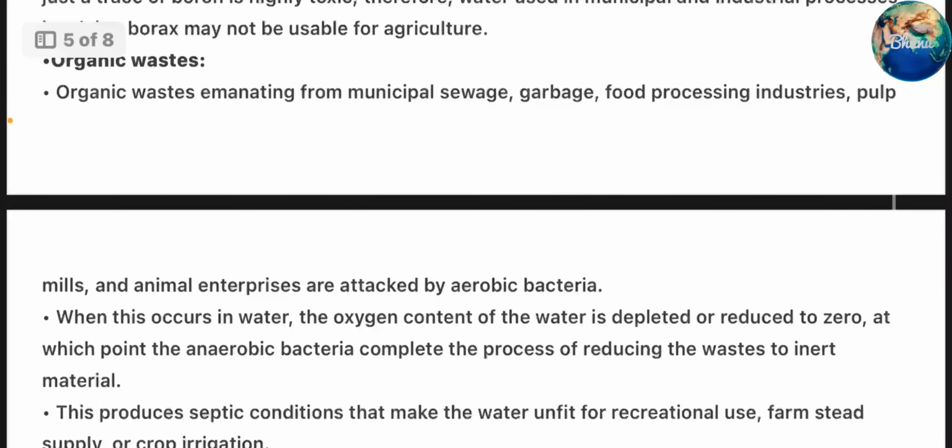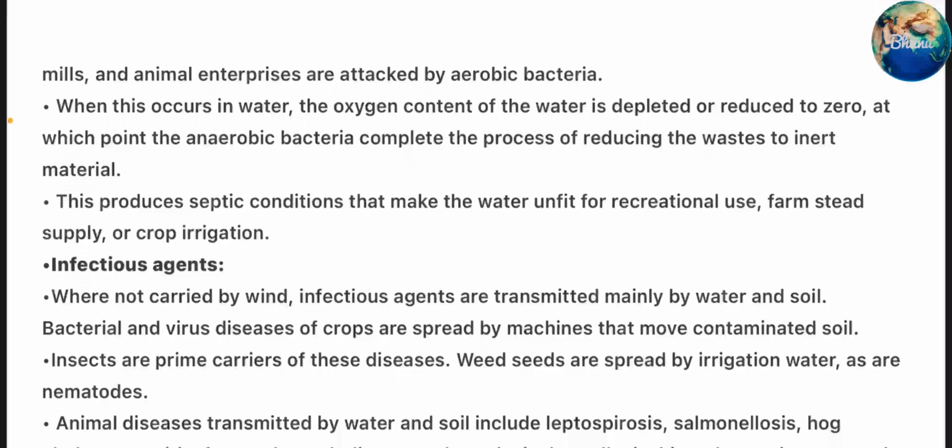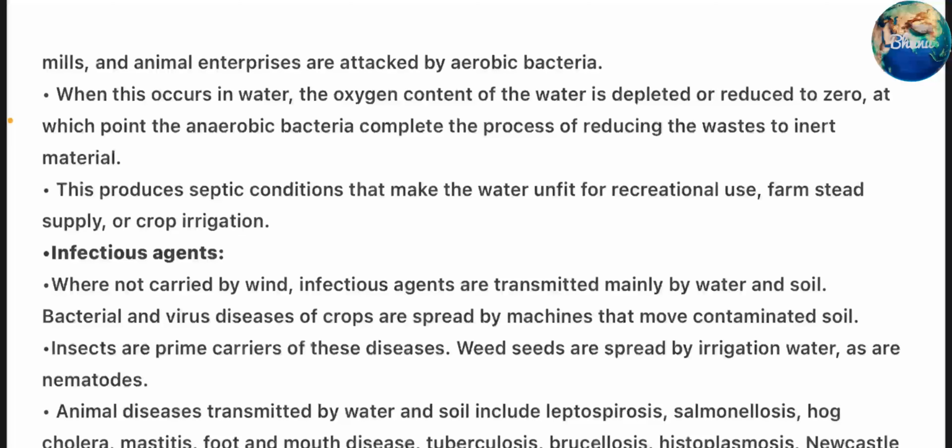Organic waste. Organic waste emanating from municipal sewage, garbage, food processing industries, pulp mills, and animal enterprises is attacked by aerobic bacteria. When this occurs in water, the oxygen content of the water is depleted or reduced to zero, at which point anaerobic bacteria complete the process of reducing the waste to inert material. This produces septic conditions that make the water unfit for recreational use, farmstead supply, or crop irrigation.